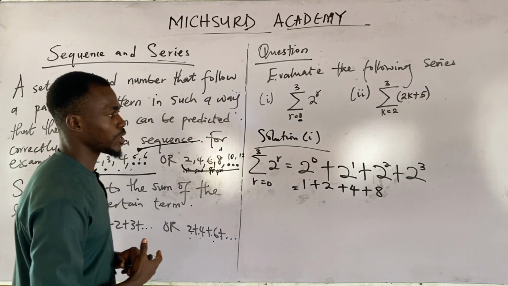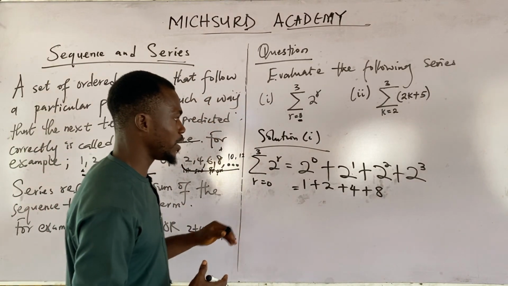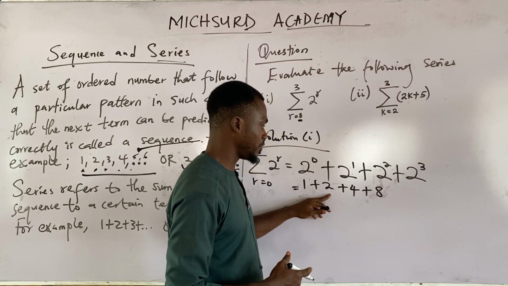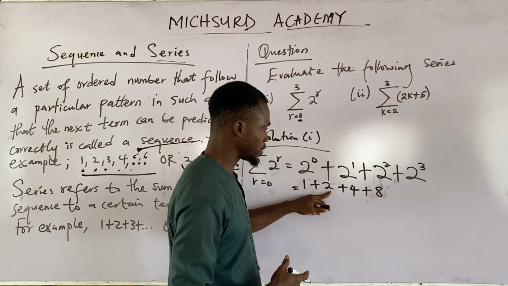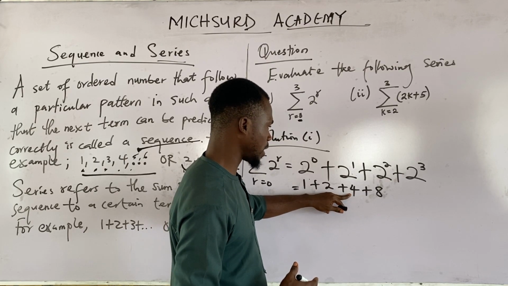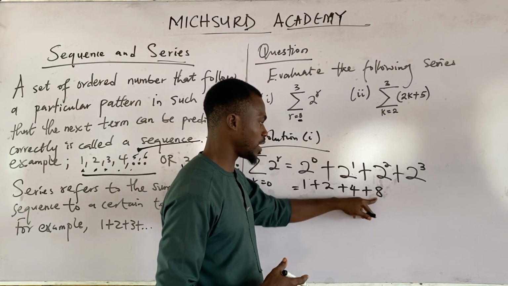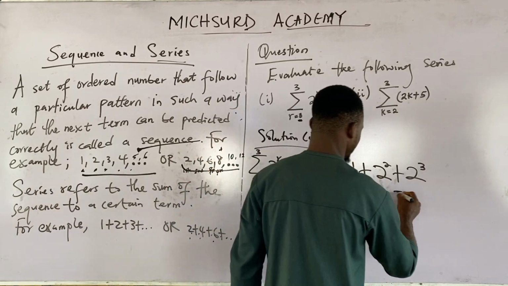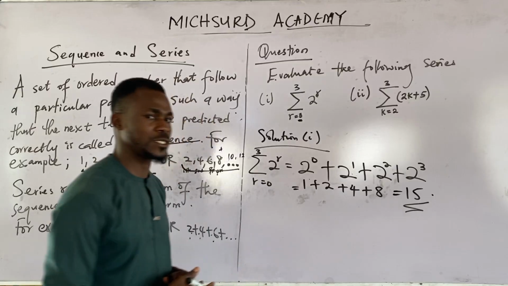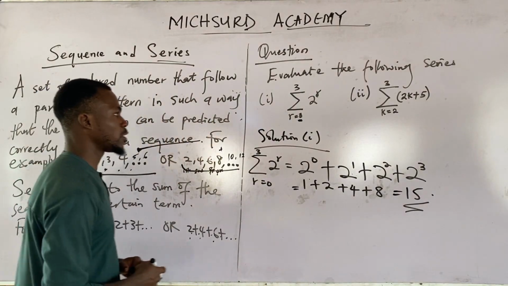Now, if we break this down, 1 plus 2 gives us 3, 3 plus 4 will give us 7, and 7 plus 8 gives us what? 15. So the correct answer here is 15. Now, the second question.